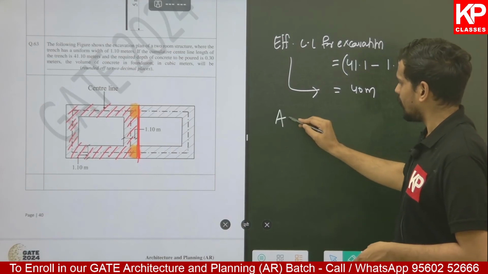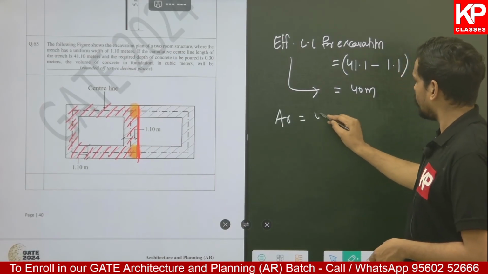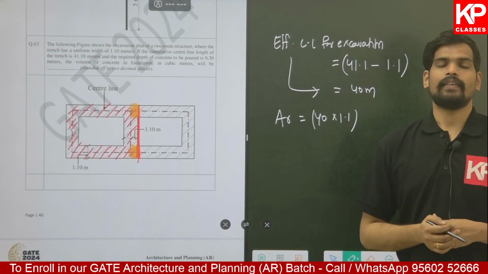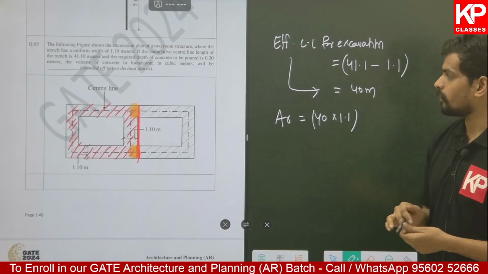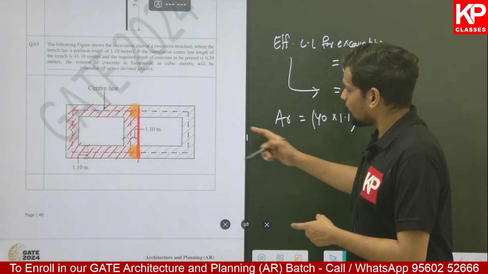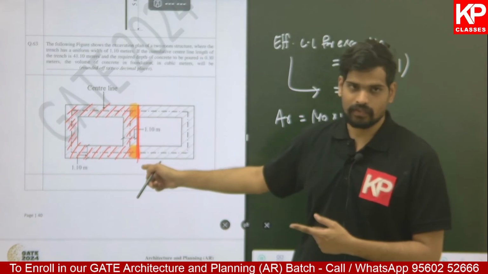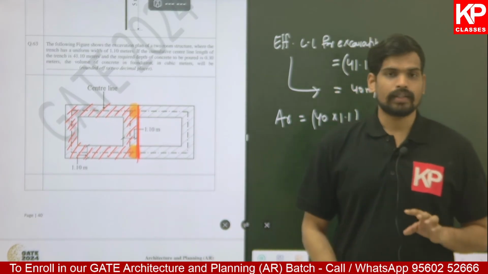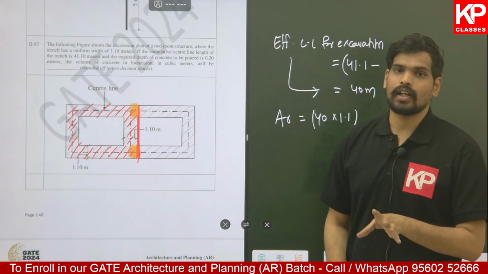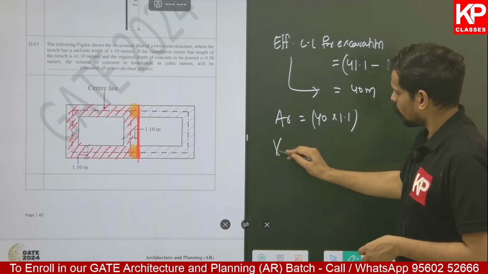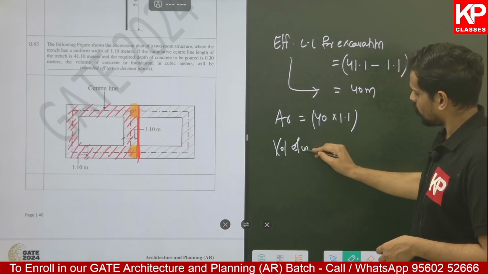Now, what will be the area? The area will be 40 multiplied by 1.1, the effective length of the center line multiplied by the uniform thickness. So if you don't deduct this 1.1, the overlapping part, that will be counted twice. The shaded part which I have shaded over here will be counted twice. You should ensure that it is not counted twice. So 40 into 1.1, that will be the area. What will be the volume of concrete in the foundation?